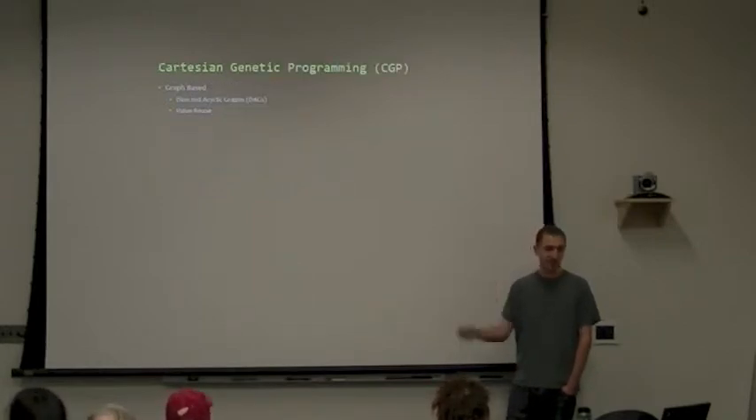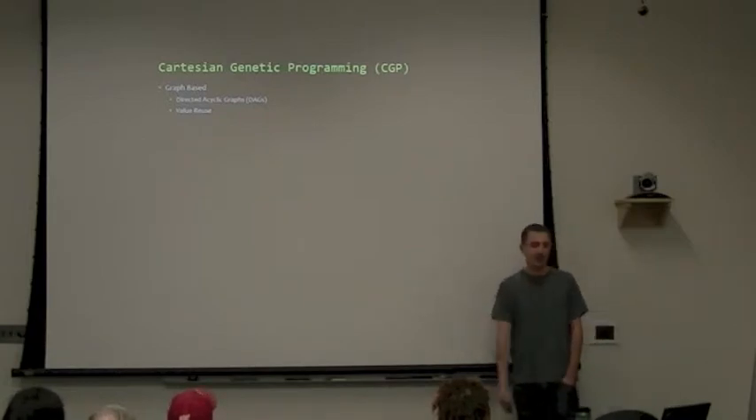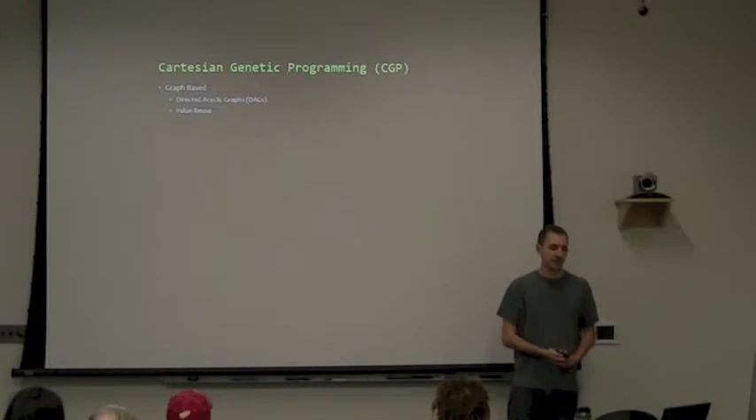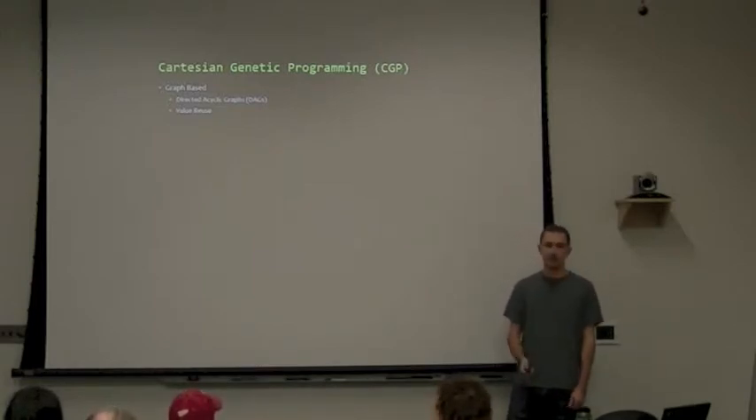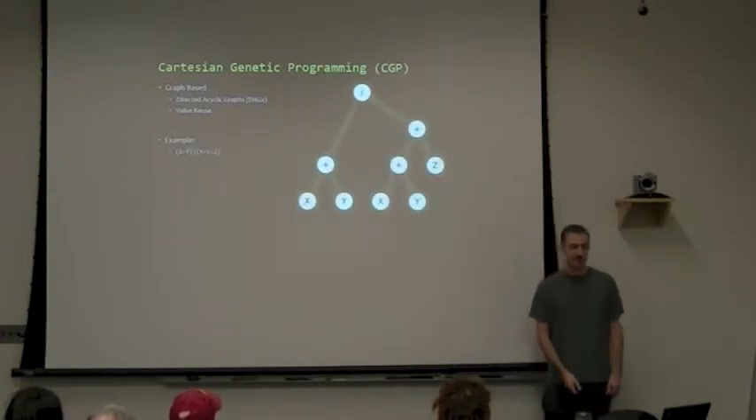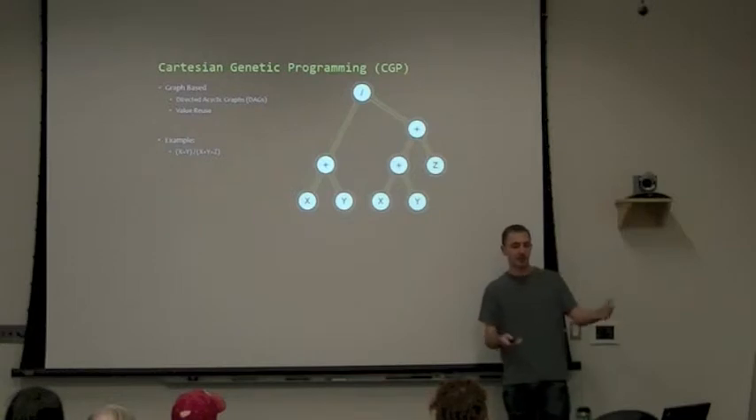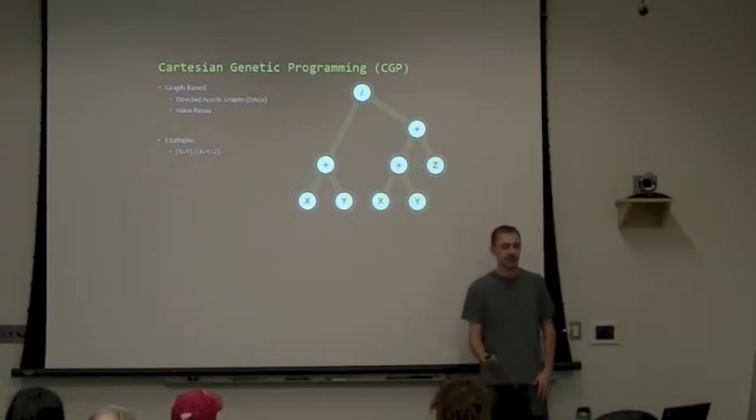So anyway, motivation. What is Cartesian genetic programming? It's graph-based. It uses directed acyclic graphs, which allows for this neat little property known as value reuse. So what does that mean? Let's use an example. Up here we have the function (x + y) / (x + y + z). That's what you're trying to evolve or represent in your representation.